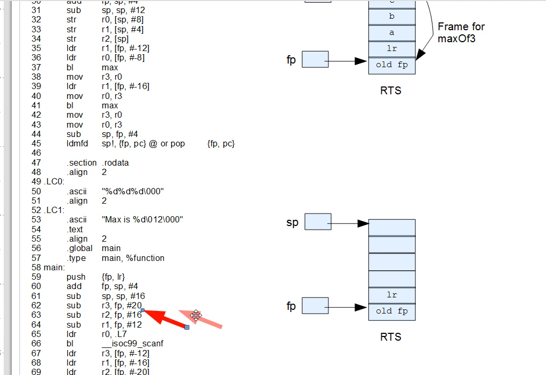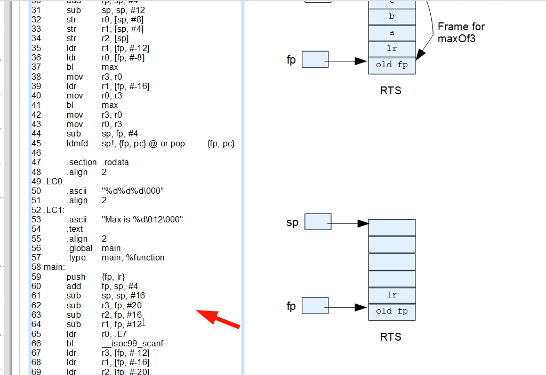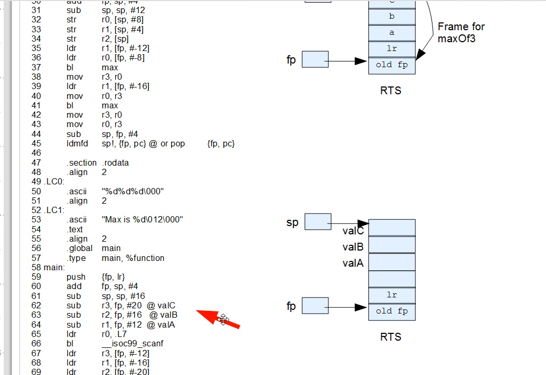To clarify that, the computation of the address in R1 is for val A, R2 is for val B, and R3 is for val C. So those offsets, subtracting 12, 16, and 20 from FP, indicate then that those variables are at these locations here in the frame. And there is one more space not yet used directly above LR here at FP minus 8.